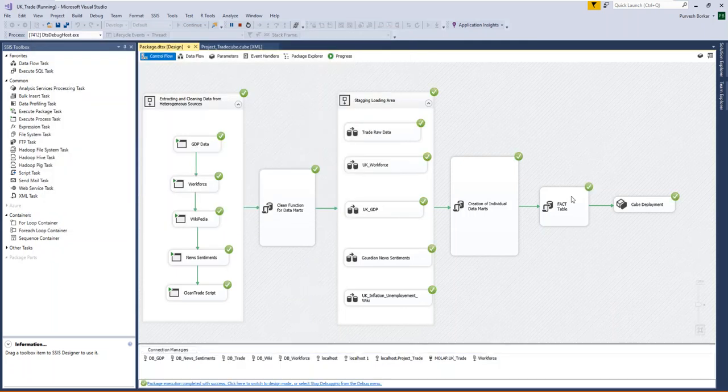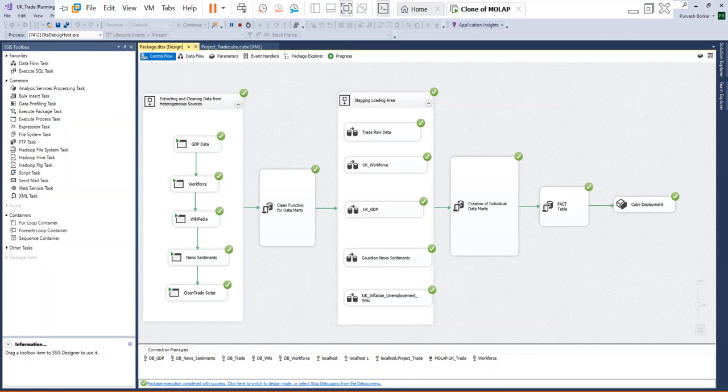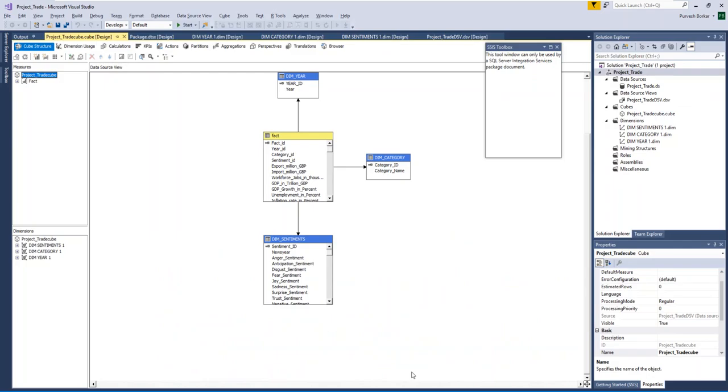As we can see, all the tasks are now executed and the data warehouse is now populated with the information which can be used for performing business queries. Before we move to our business queries, let's have a look at our schema diagram. Here we have 3 dimensions, namely the sentiment, the dimension category and the dimension year. The information related to those dimensions is stored in the fact table.